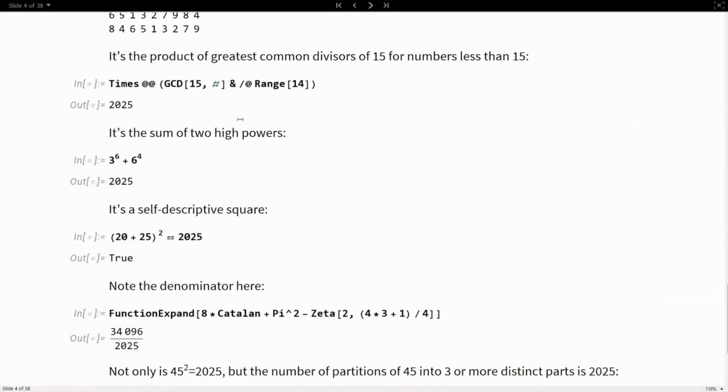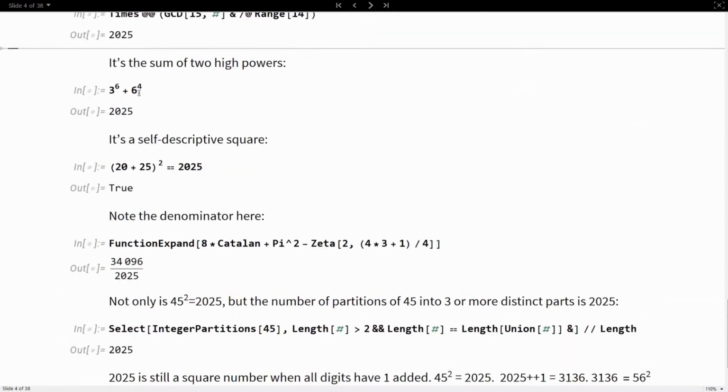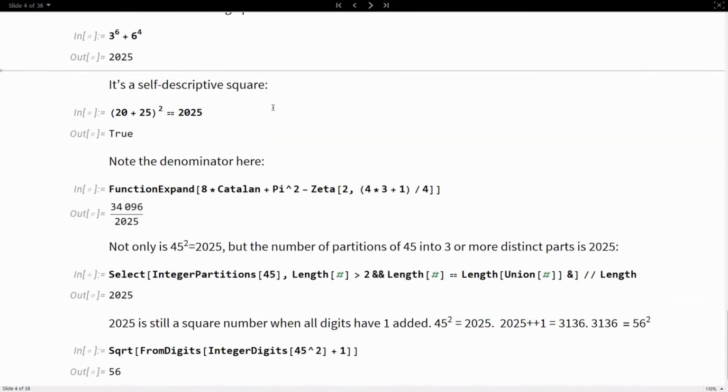It's the product of greatest common divisors less than 15. It's the sum of 2 high powers, 3 to the 6th plus 6 to the 4th, and it's self-descriptive. 20 plus 25 squared is 2025.